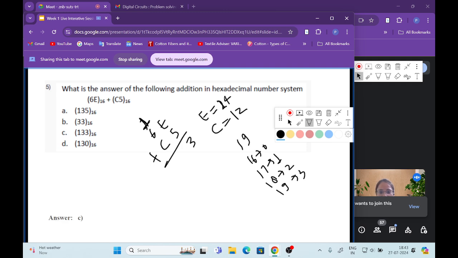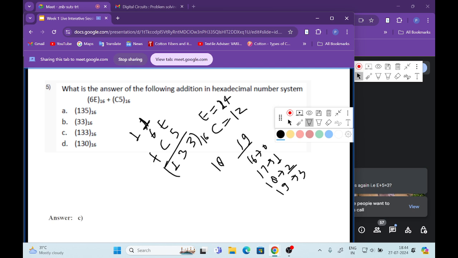Again, now C plus 6. C is 12, 12 plus 6 is 18, right? So after 15 there is no representation, so again for 16 we start over, and 18 is 2. 2 plus 1 carry is 3, and again there is a 1 carry after that. So 133 base 16 will come. Okay.